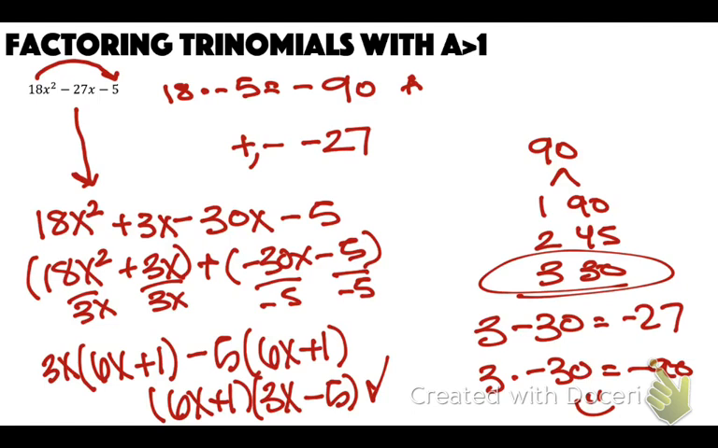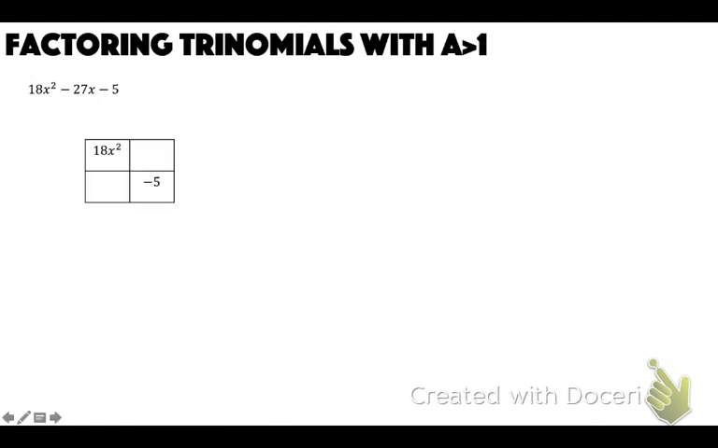Pretty cool. Okay, so that's one method for doing this. Another method would be to go back to our box and do it with a box. So this is all going to go away, so if you need it, pause the video. If not, bye-bye. And we have this box, so we know that 18x squared is in the top left corner and negative 5 is in the bottom. What we're going to do here is multiply 18 and negative 5, and we get negative 90, which is what I did before. The box is just an organization tool. That's all it is.